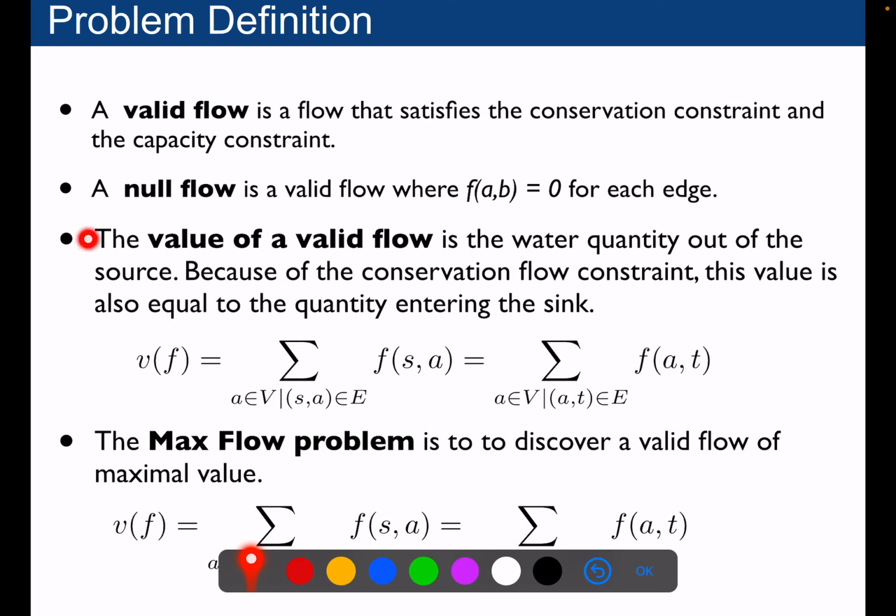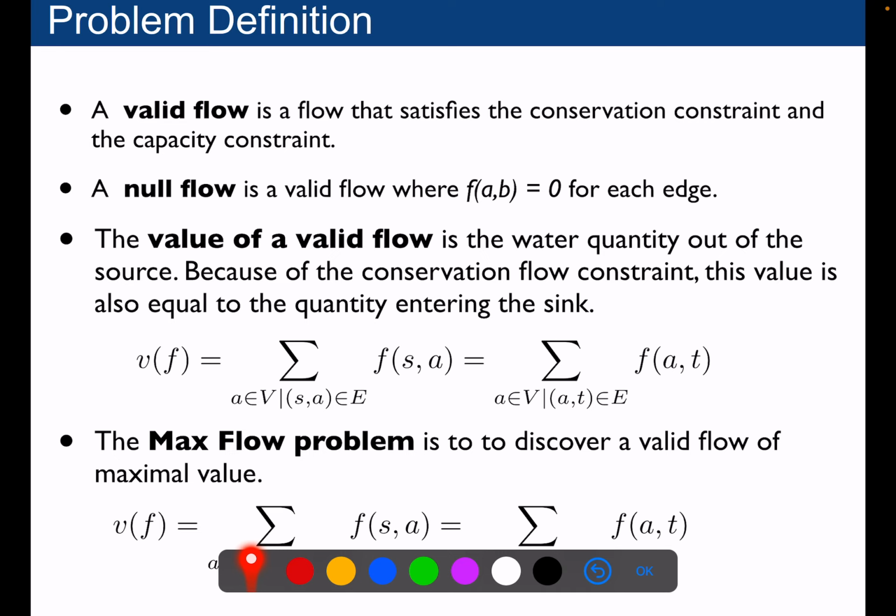The value of a valid flow is the quantity out of the source node. So the value of the flow itself is equal to: you take the node S, that's the source node, you take every node going out of the source node, you take the value of the flow on that edge, you sum them all, and that's the value of the flow. That will also be equal to the value that enters inside the sink node, the special node T.